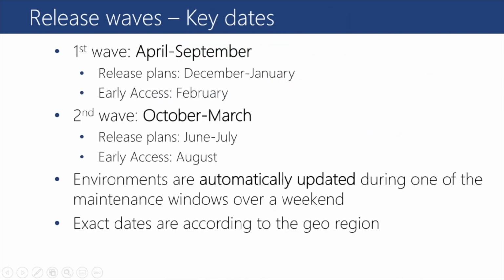Features of the first release wave are released between April and September. So it starts in April and continues until the end of September. Release plans for them are available a few months before. We also have early access to the user experience impacting features, and for the first wave, it's usually available in February. On the other hand, features of the second wave are released between October and March, and early access is available in August.